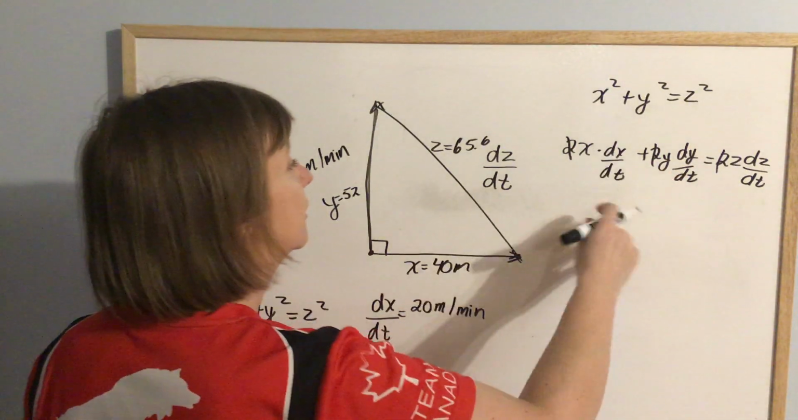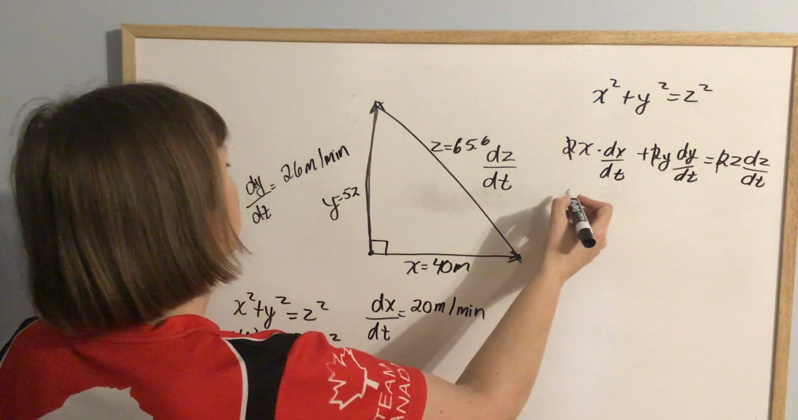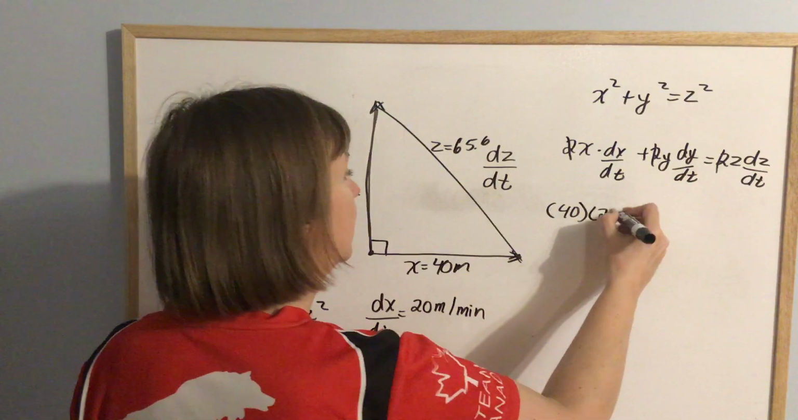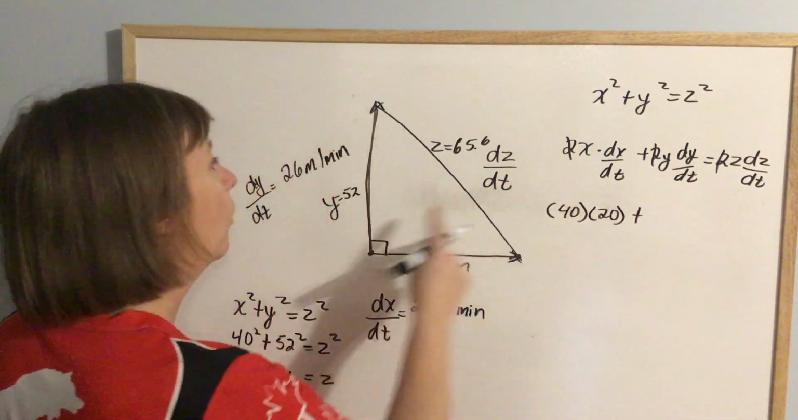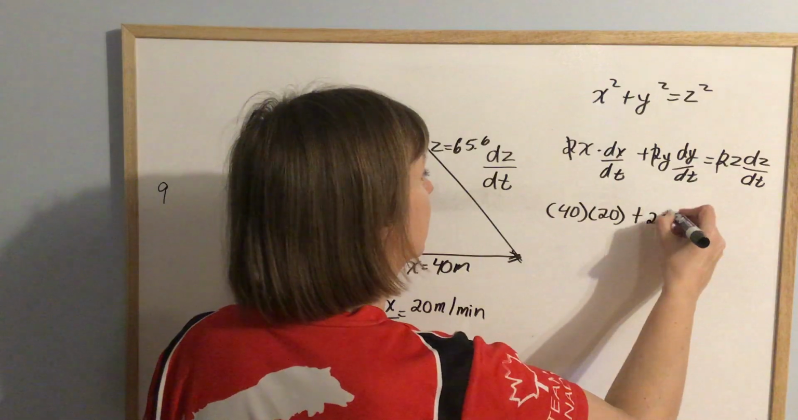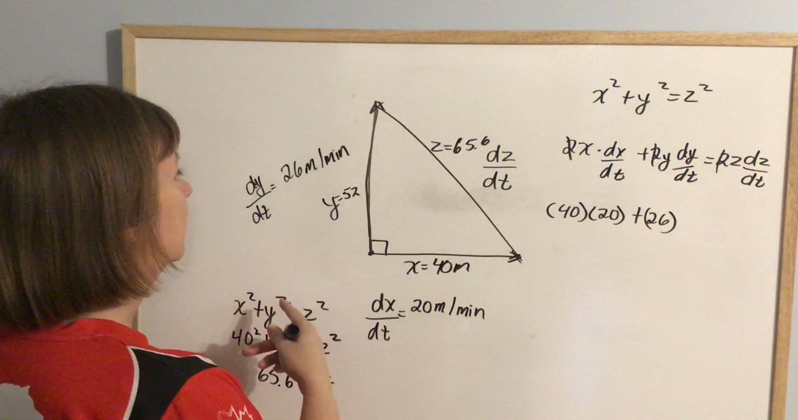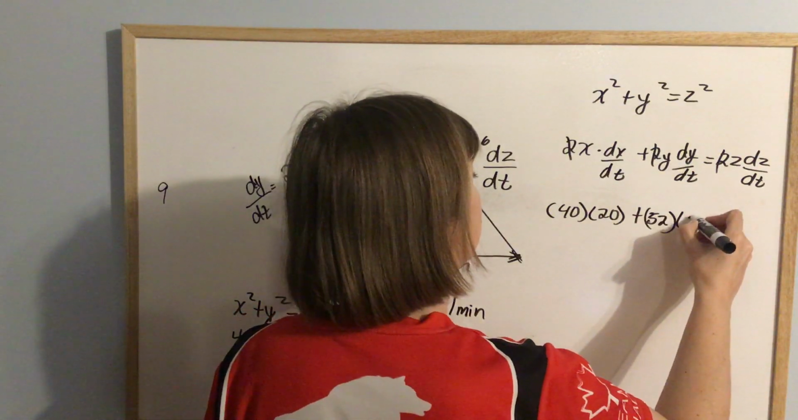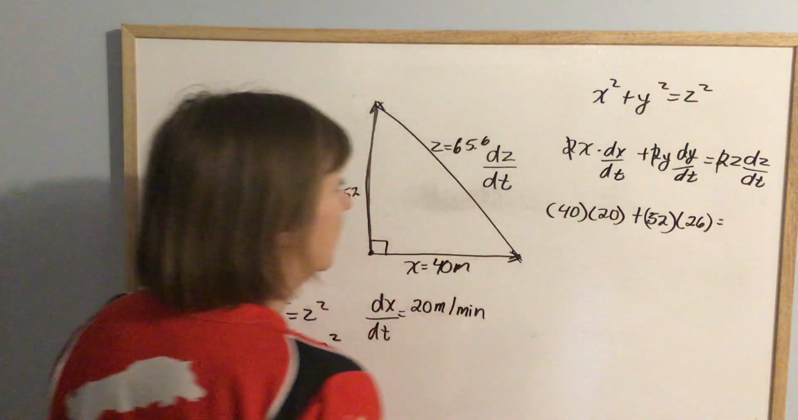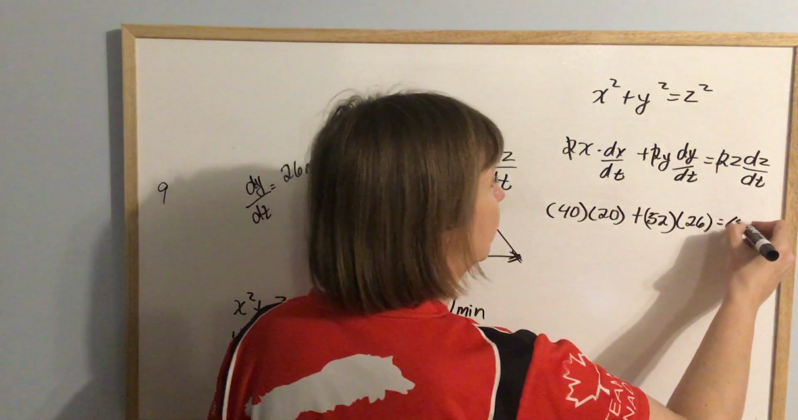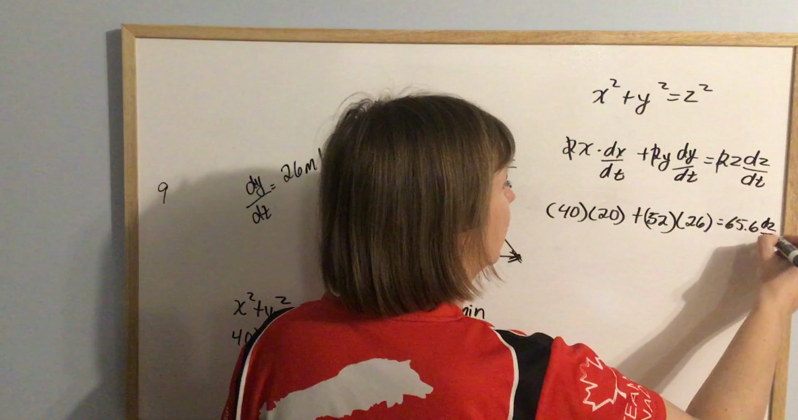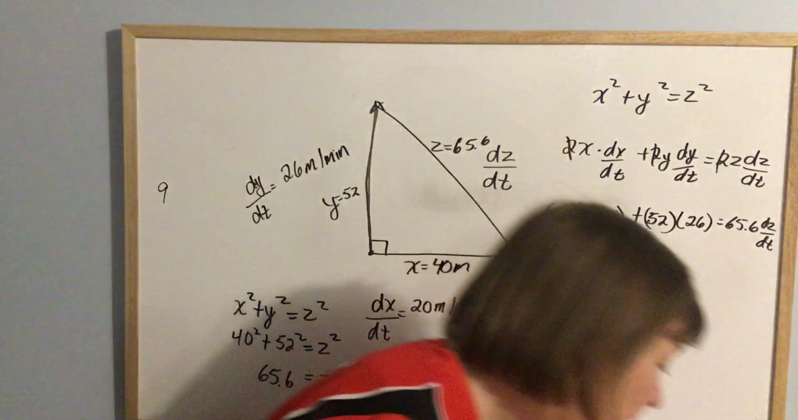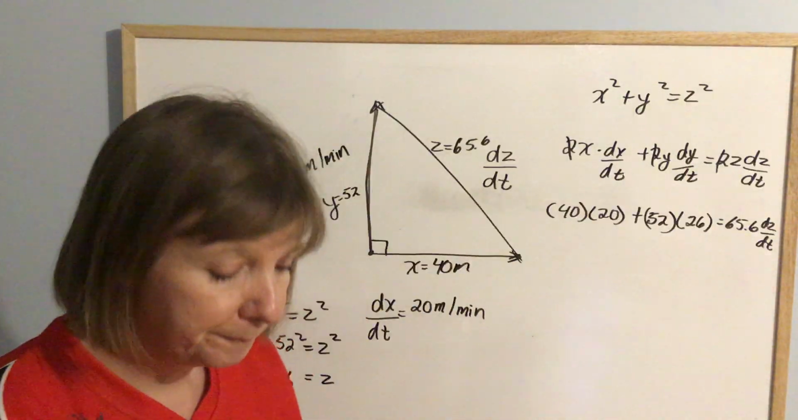So I'm going to go back over here. I divided everything by 2. So my x is going to be 40. dx over dt is going to be 20 plus y is 26. dy over dt, oh sorry, y is 52, my apologies. Y is 52, dy over dt is 26, is equal to z, which is 65.6 times dz over dt. Then you just solve for dz over dt. I'm assuming you can do that. I'm going to let you do that.